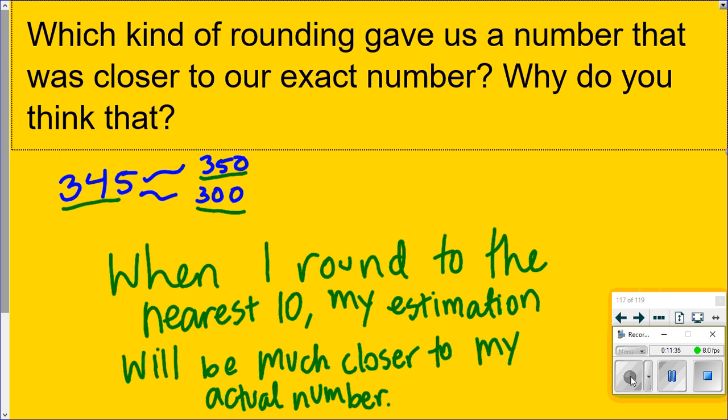So when I am rounding, I'm trying to get to a number that is close to my exact number. It might be helpful that I round to the nearest 10, because when I round to the nearest 10, my estimation is significantly closer to that actual number than if I rounded to the nearest 100.